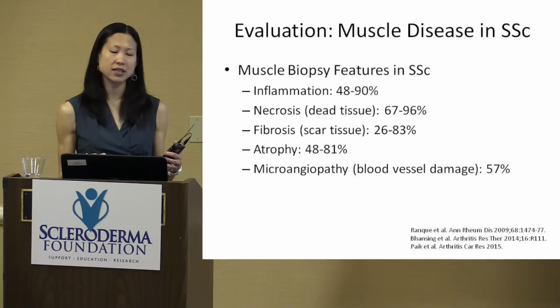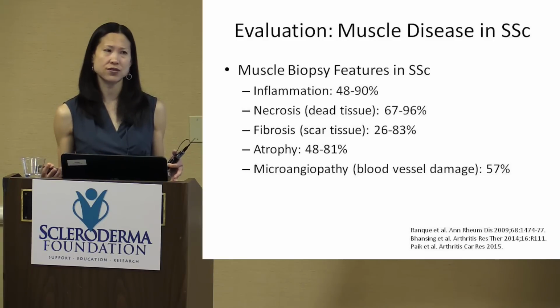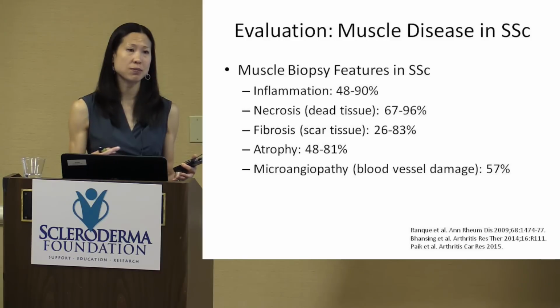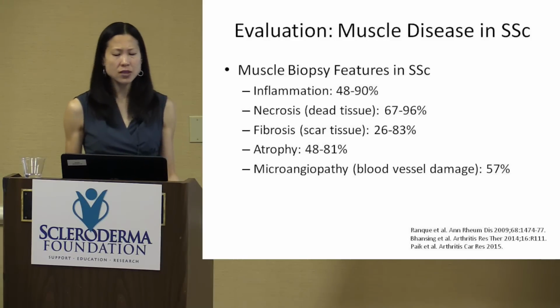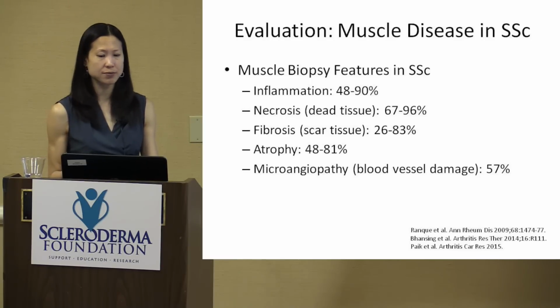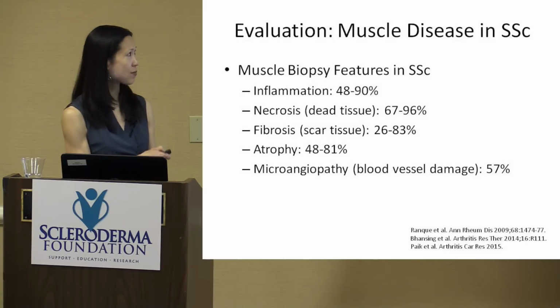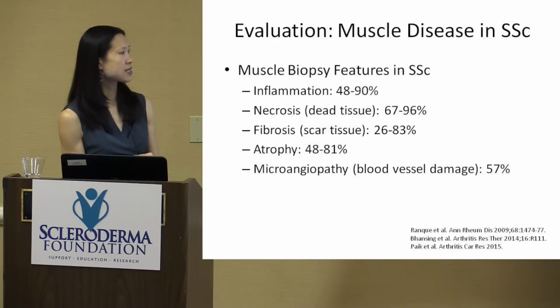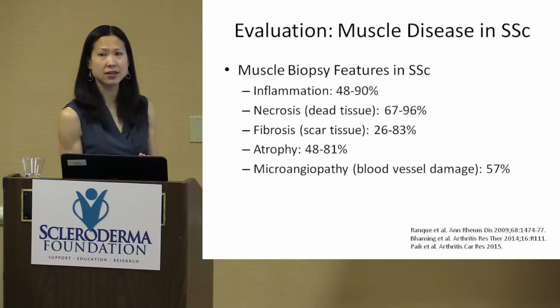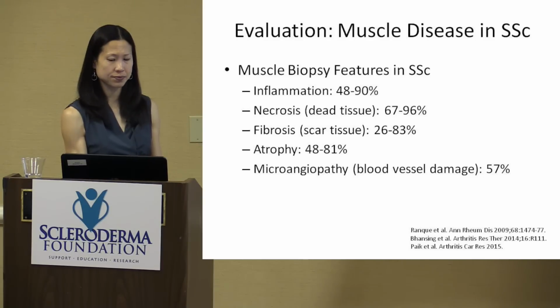The other thing is we like to do the muscle biopsy before patients have started treatment, because certainly the treatment can decrease the amount of inflammation, and then you may be missing the true diagnosis. So in scleroderma, there are different features you can see on the muscle biopsy. As I mentioned, inflammation is one of them, dead tissue or necrosis, scar tissue or fibrosis. Atrophy is basically the deterioration of the muscle fibers. And then microangiopathy is blood vessel damage that you can also see in the muscles.